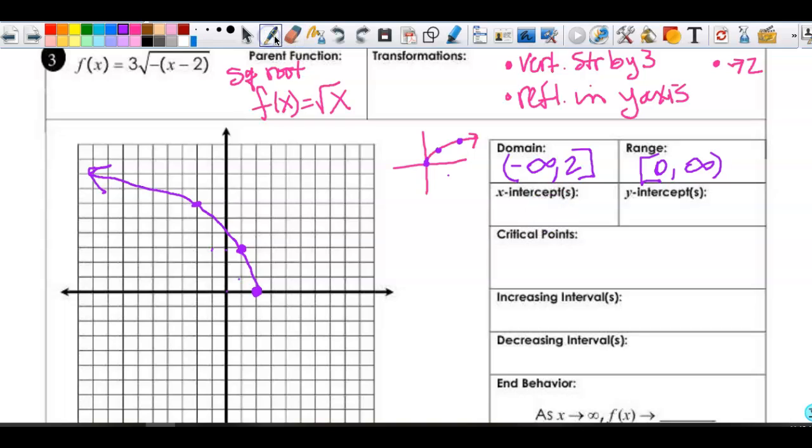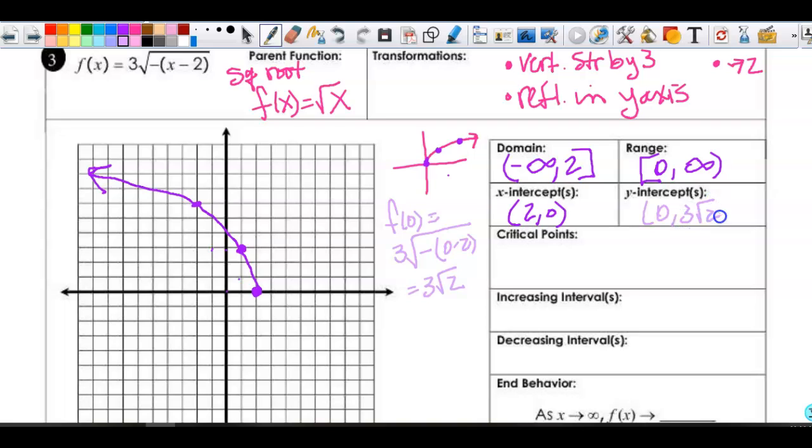Then my x-intercepts, well again, that's an anchor point, so I don't have to go do any work. That x-intercept is at 2, 0. Now my y-intercept, I don't actually have that, and I don't get to guess, so I have to actually do something for that. So I need to find f of 0. So that's going to be equal to 3 times the square root of negative 0 minus 2. So a negative negative 2, which is going to be a square root of 2. So this is 3 square root of 2. And then my y-intercept, 0, 3 square root of 2.